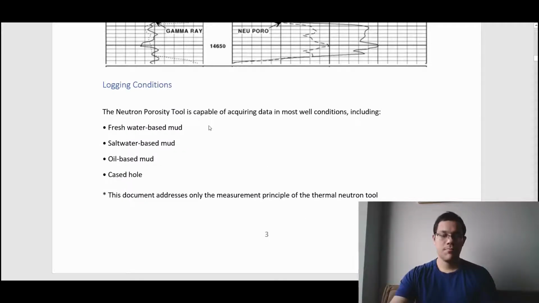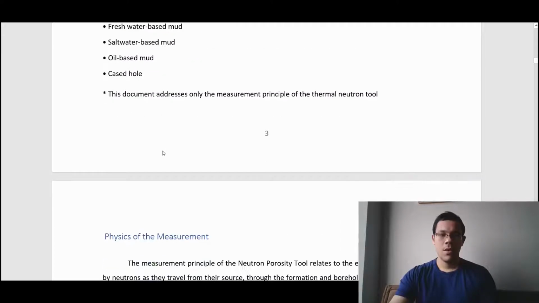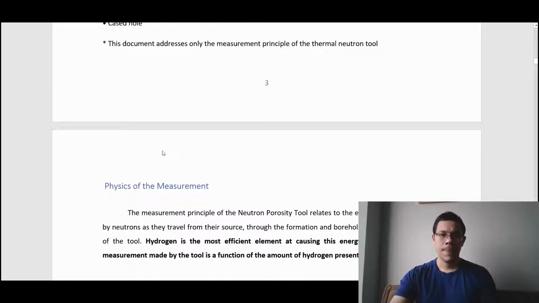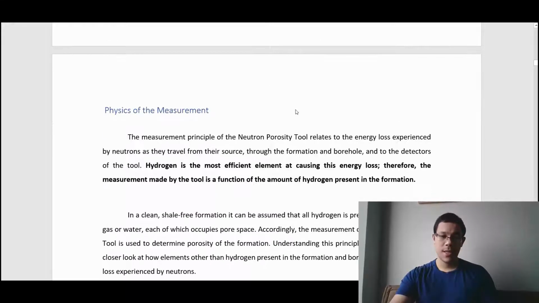So you can run a neutron porosity tool in fresh water, salt water, oil base, even cased hole. This is important: we'll be discussing the measurements of the thermal neutron tool. There is another tool called the pulsed neutron tool, but that is a way different concept, so we will just be covering thermal neutrons.